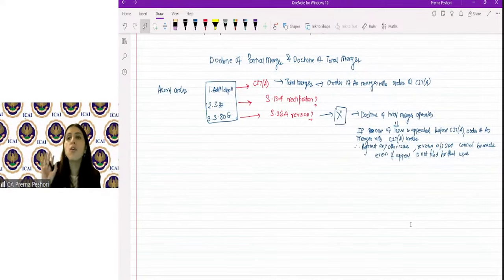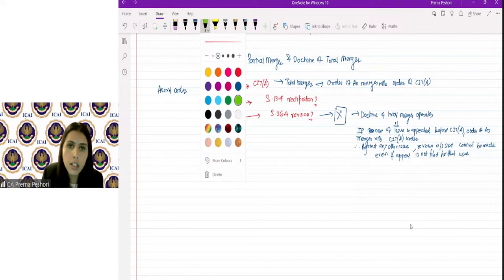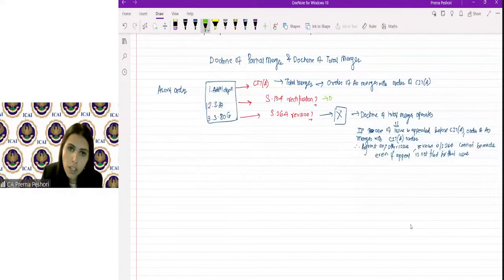So, if I have gone for appeal, I can choose only one remedy at a time. If I am going to CIT appeal for additional depreciation, obviously I cannot go for 154 or 264 for the same issue. I can only decide to go with one. But for the rest of the issues, what can I do? For 154, here, the doctrine of partial merger applies.